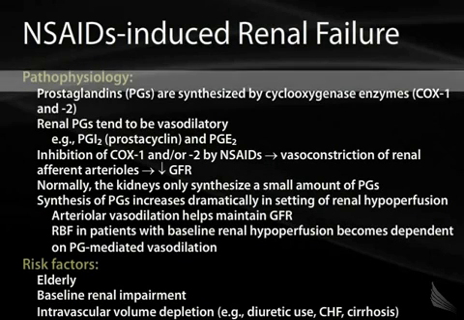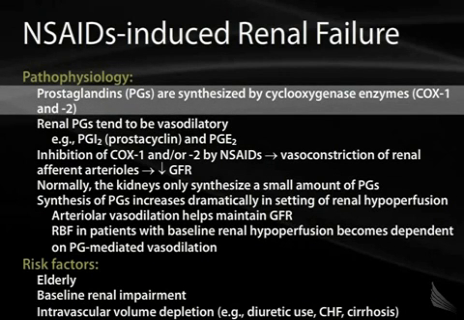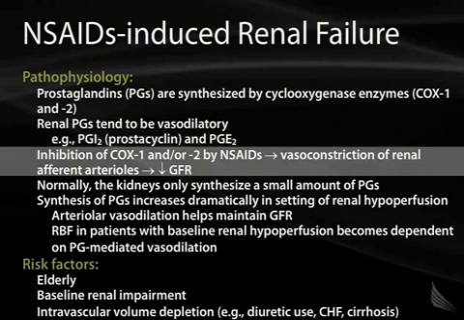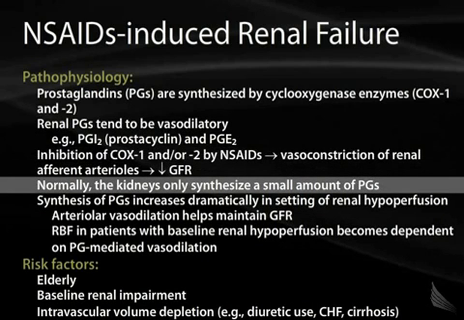The pathophysiology is as follows. Prostaglandins are synthesized by the cyclooxygenase enzymes COX-1 and COX-2. In the renal circulations, prostaglandins tend to be vasodilatory. Therefore, inhibition of the synthesis of prostaglandins leads to vasoconstriction of the afferent arterioles. Normally, the kidneys only synthesize a small amount of prostaglandins. However, in the setting of decreased renal blood flow or decreased effective circulating volume, the kidney circulation is much more dependent on prostaglandin activity. Thus, in that setting, the administration of nonsteroidals often can lead to falls in GFR and decrease in renal function.